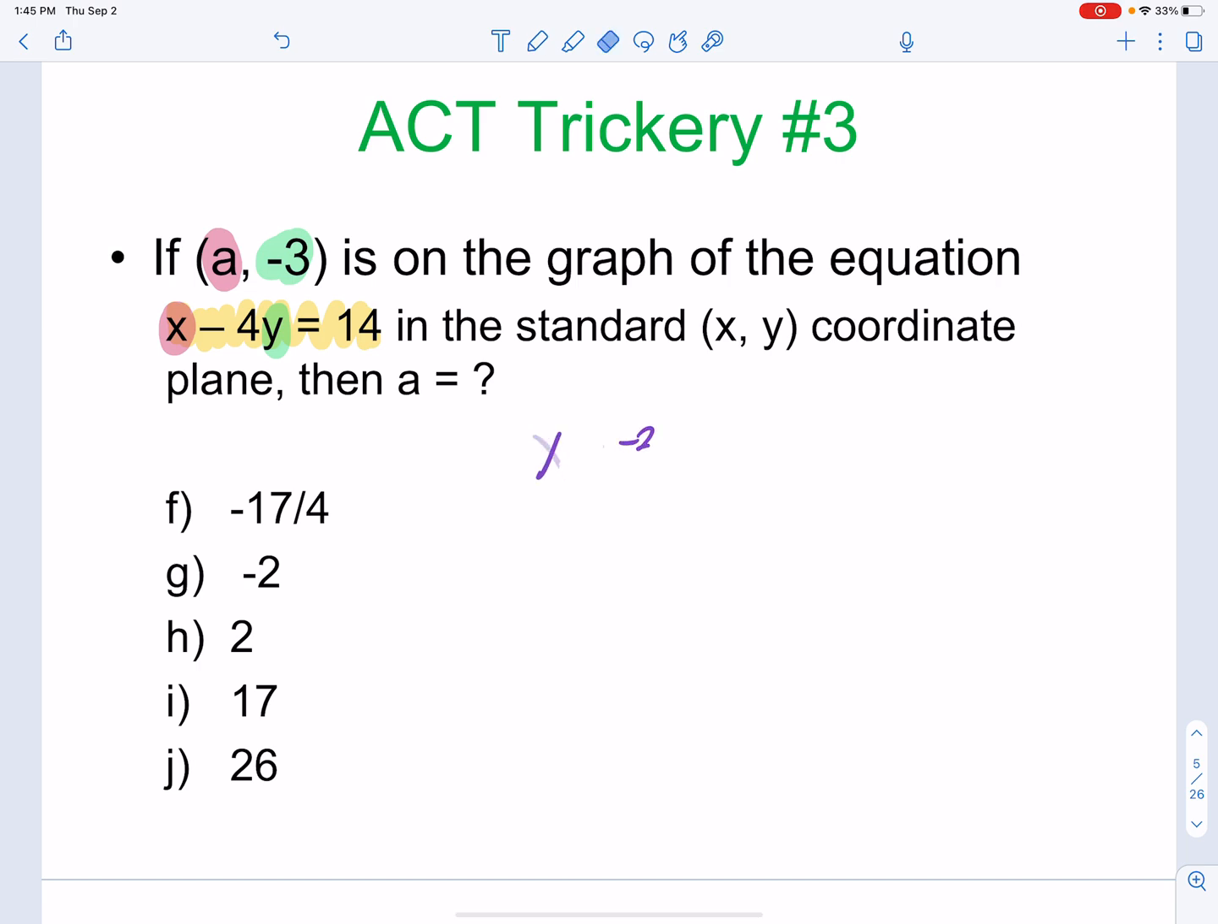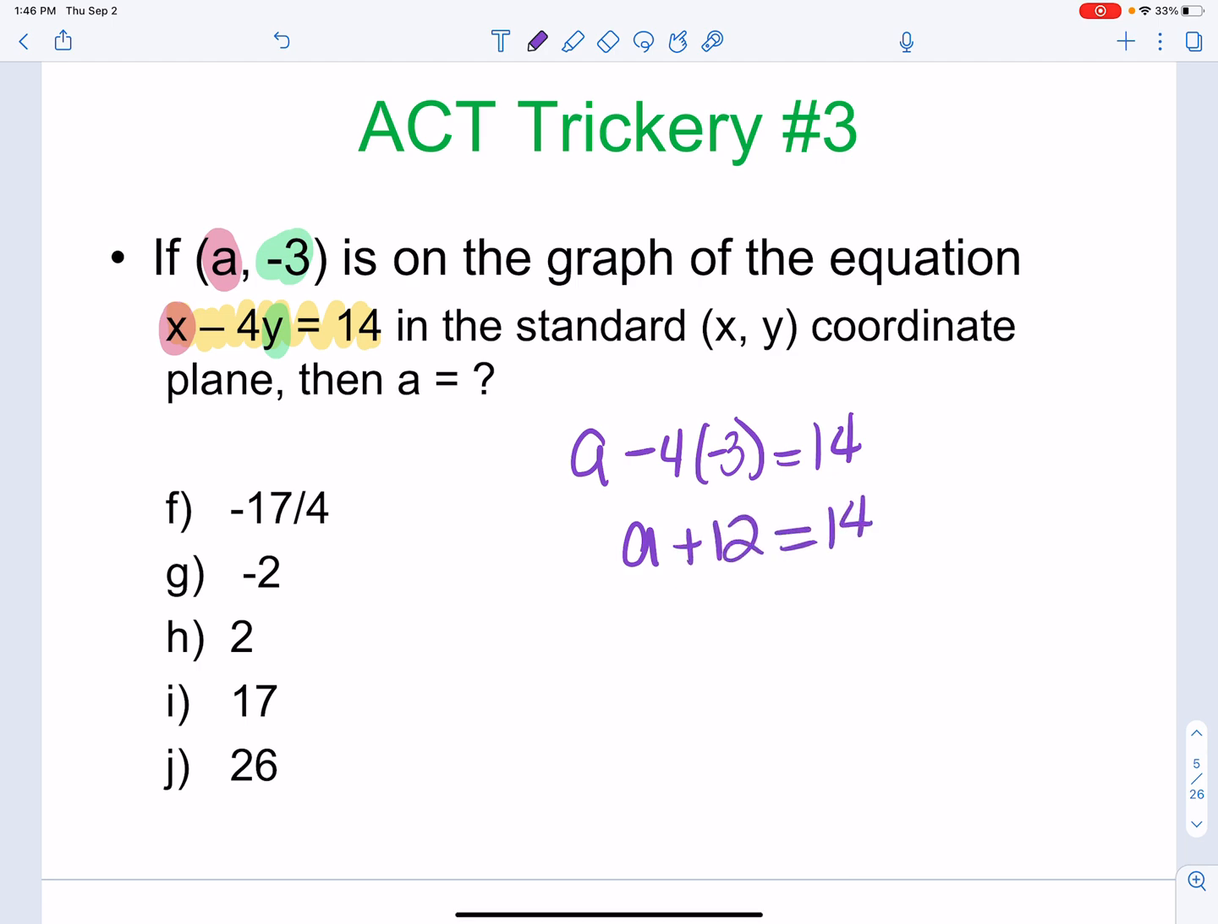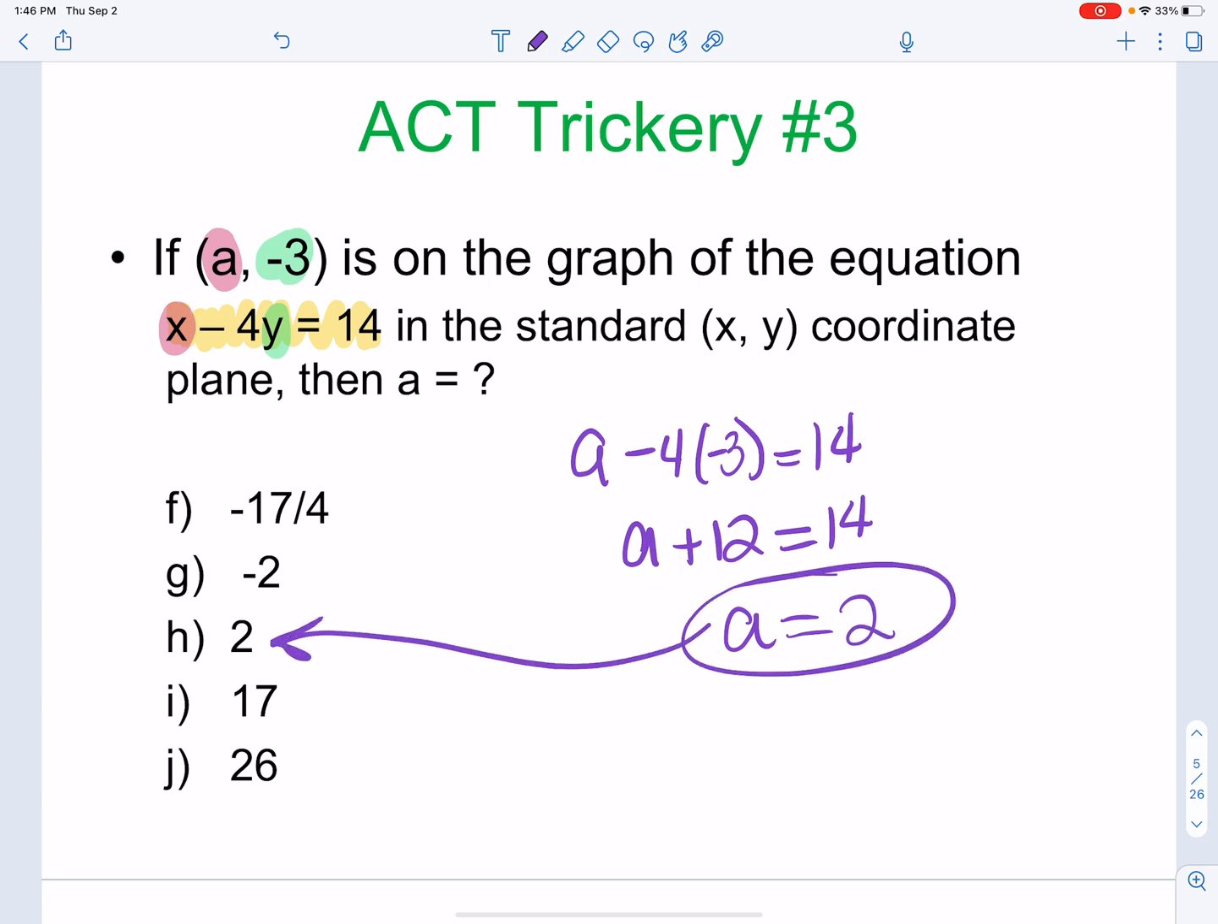Oh gosh, what am I doing? I'm going to plug in, I have a minus 4 times a negative 3 equals 14. So a negative 4 times a negative 3 is a positive 12. And so I'm going to subtract 12 from both sides, and my answer is 2. Okay.